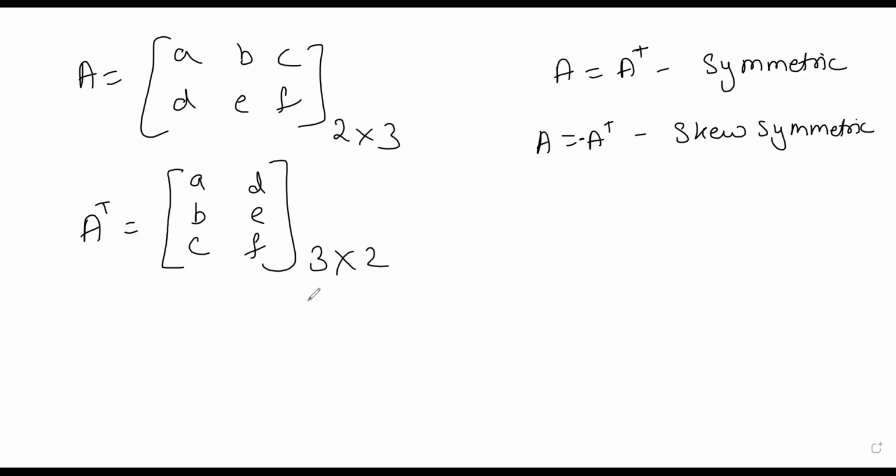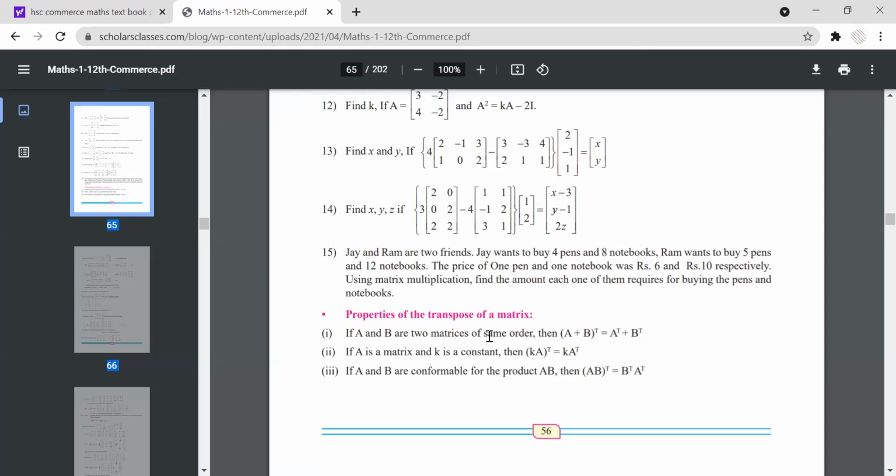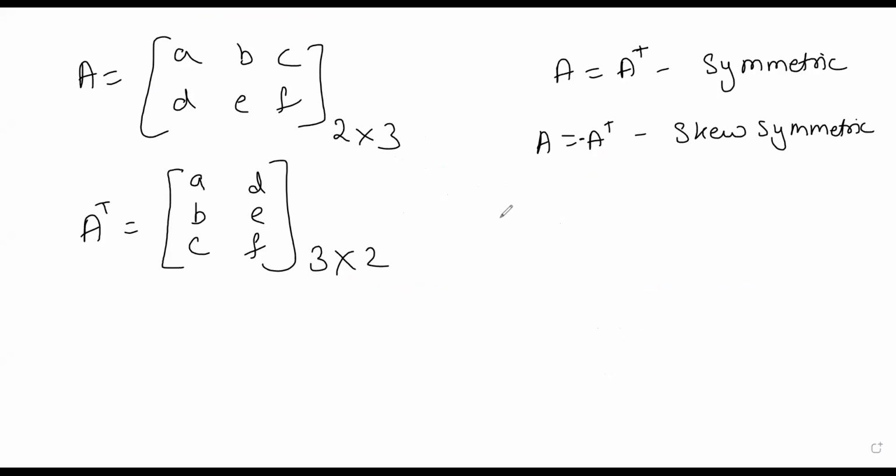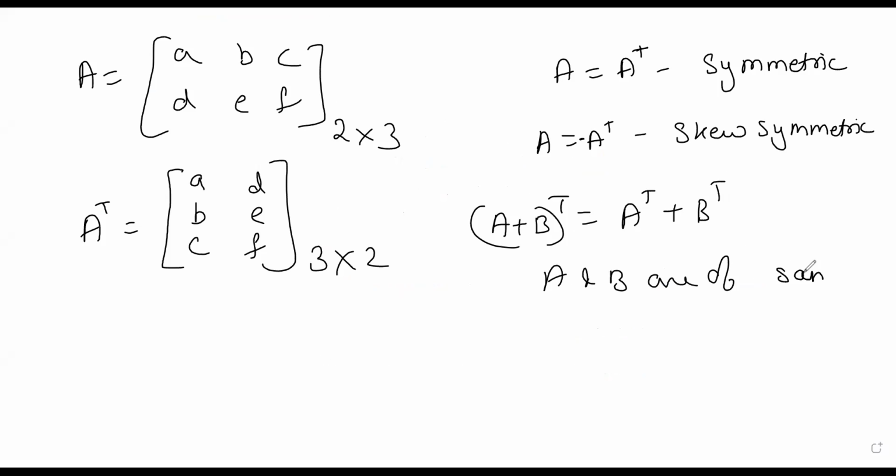Okay. Now there are some more properties of transpose that we are going to see. If A and B are two matrices of the same order, then (A plus B) transpose is A transpose plus B transpose, provided A and B are of same order. अगर ये सेम ऑर्डर के नहीं होंगे ना, तो ये हम लोग नहीं कर सकते, क्योंकि एडिशन पॉसिबल ही नहीं है उस केस में. ओके.